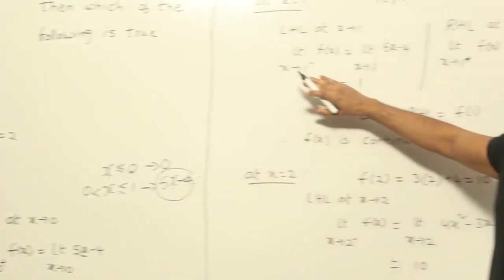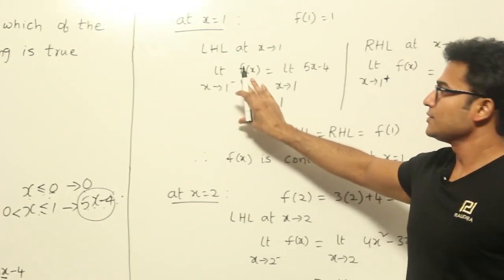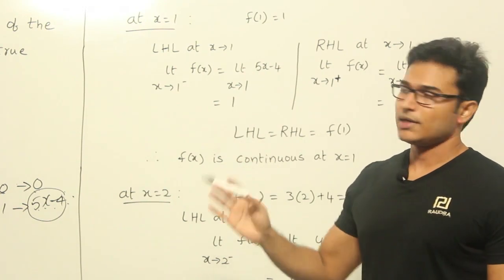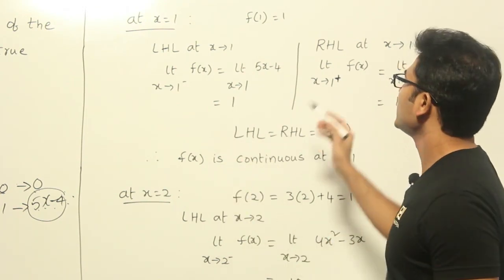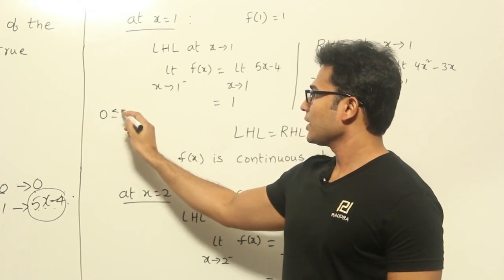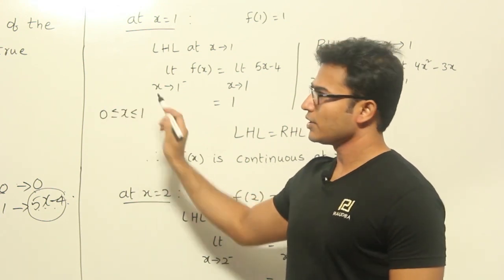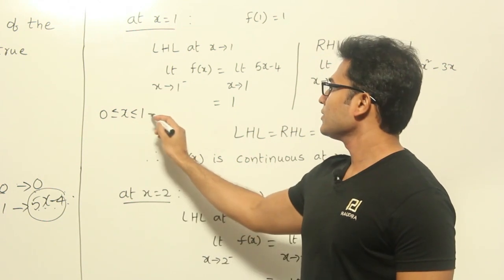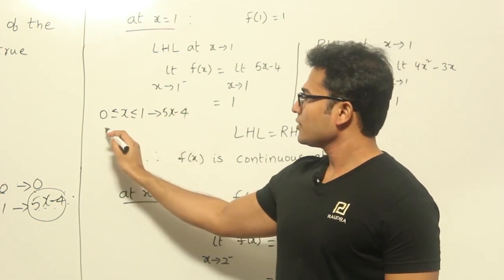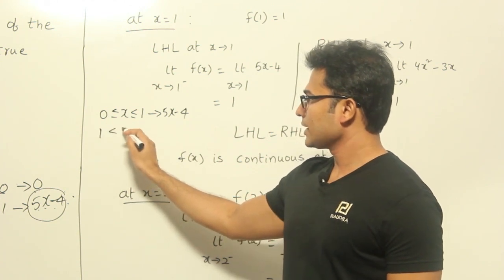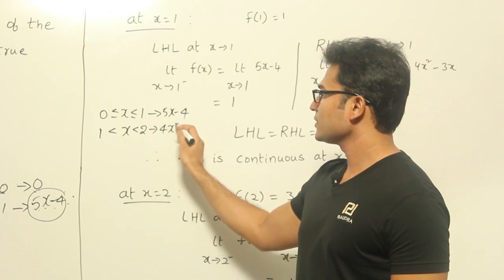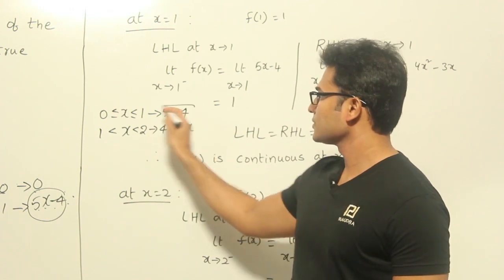Now see this, let's see the solution here. At x equal to 1, again we have to find out what its left limit is and what its right limit is. Now if you see there, they have given the range: whenever x is less than or equal to 1, the function value is 5x minus 4, and whenever x is slightly greater than 1, then the function is 4x square minus 3x.